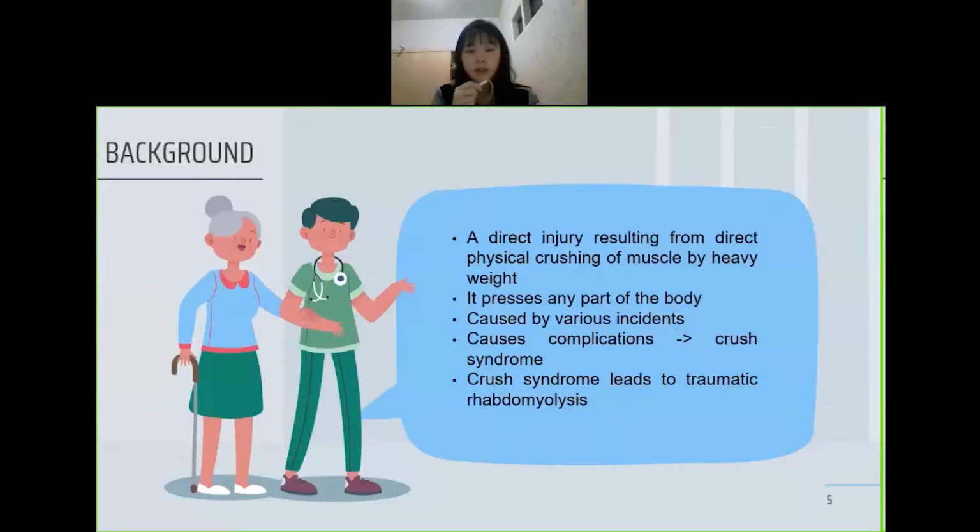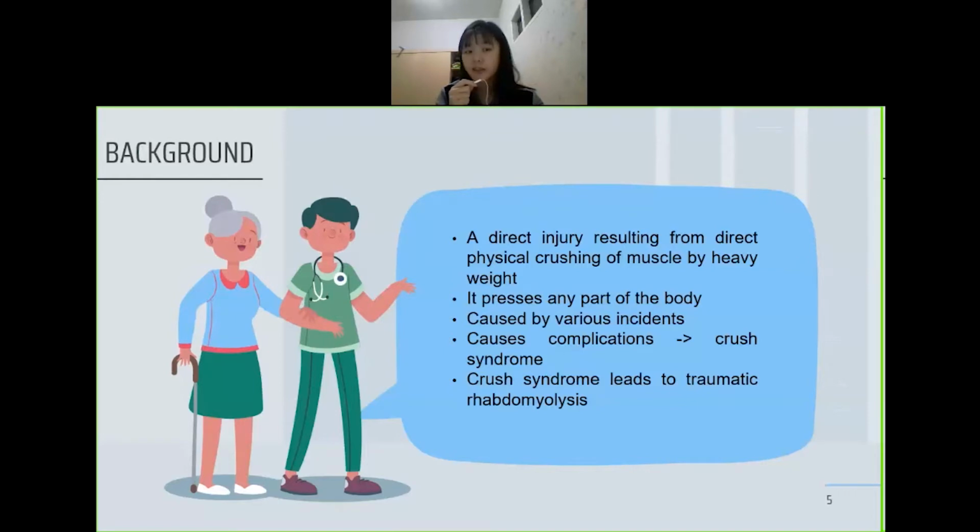Crush injury is a direct injury resulting from direct physical crushing of muscle by heavy weight. It presses any part of the body, commonly extremities. It is caused by various incidents, such as natural disasters, war, or terrorism. It is mostly considered a result of accident, but sometimes it happens in non-traumatic patients who have been immobilized for a long time because of unconsciousness.